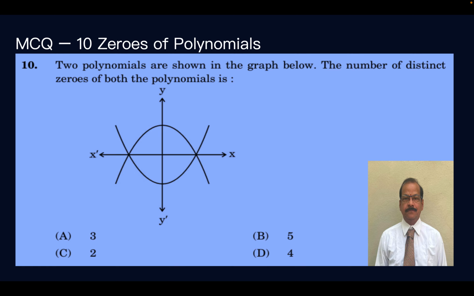Fine. Now what is the answer for this? Is it 2 or 4? Because each polynomial is having 2 points of intersection. In general we can call it 4, but the number of distinct zeros is asked. That means it has to be unique. Where 2 is the right answer. Option C. Let us see the explanation part.